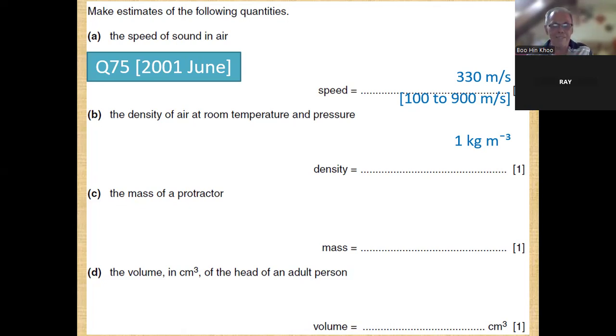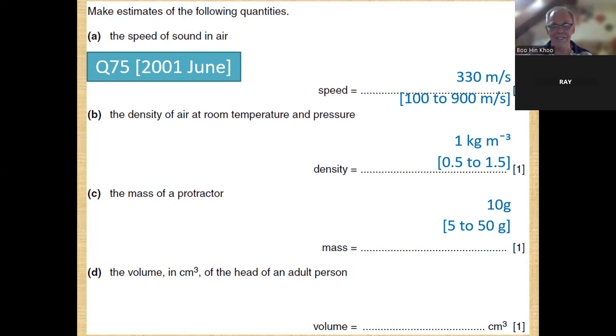Mass of projector. 10 gram, okay, good. Between 5 to 50. Volume in cm cubed of the head of an adult person. You can measure this one. If you are not sure, measuring using a ruler in the exam room is okay. It won't disturb anyone.